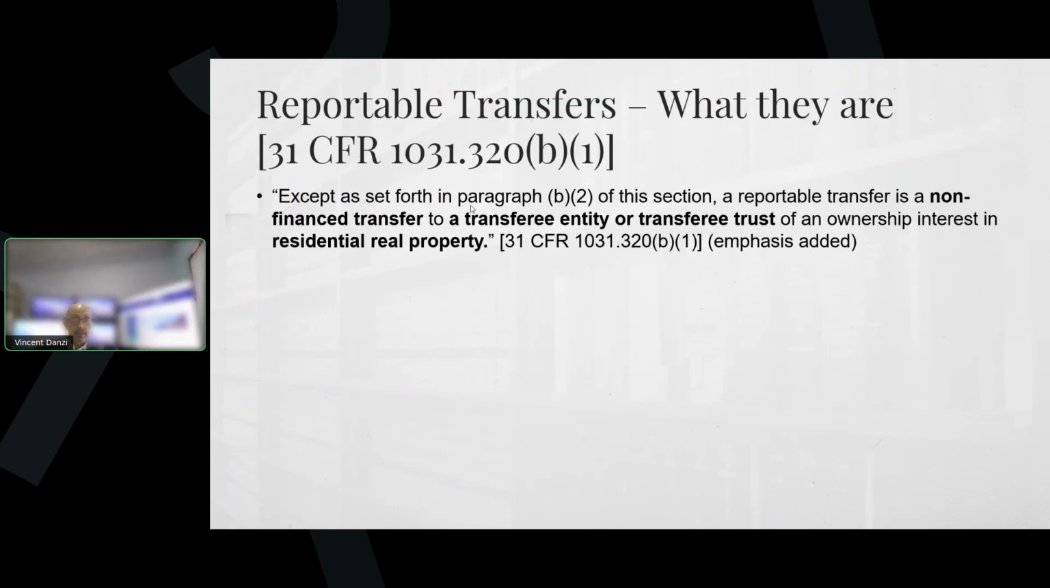So that's one thing to keep in mind. When you hear someone say, "Oh, I don't need to worry about that," think again. We all need to worry about this. So what is a reportable transfer?